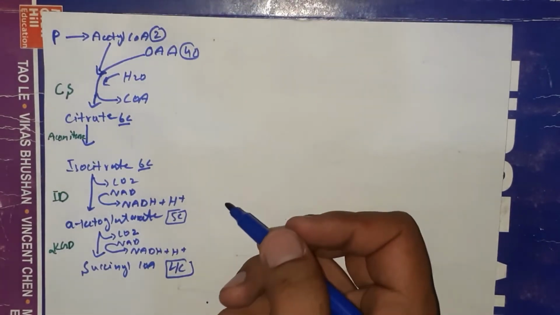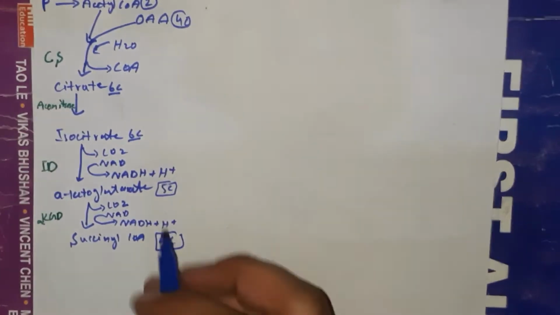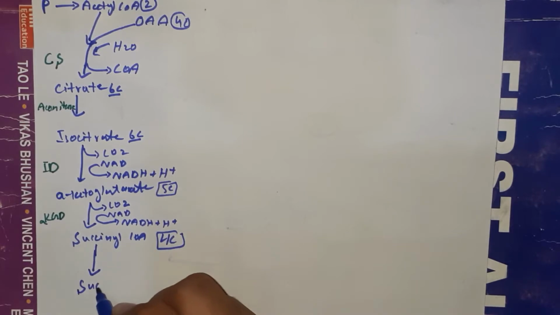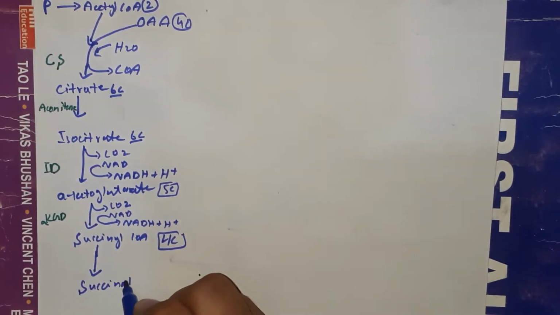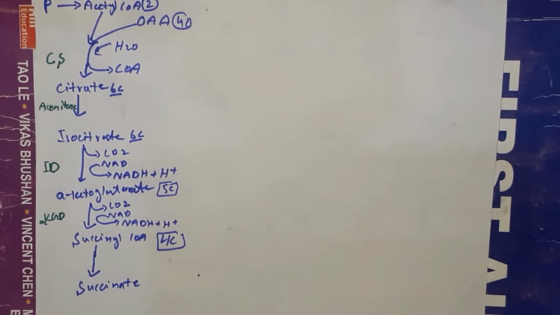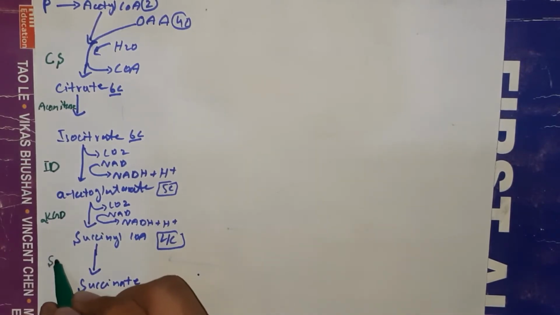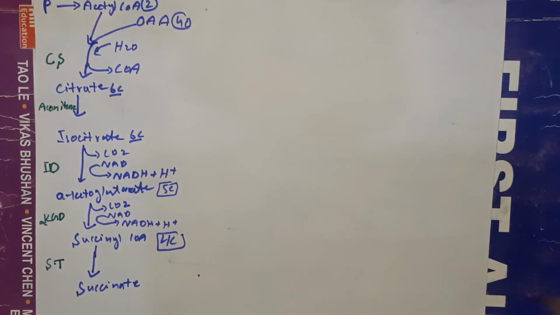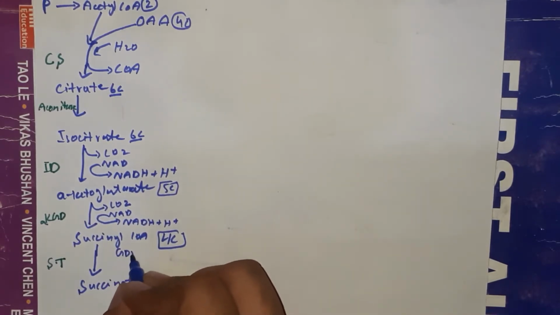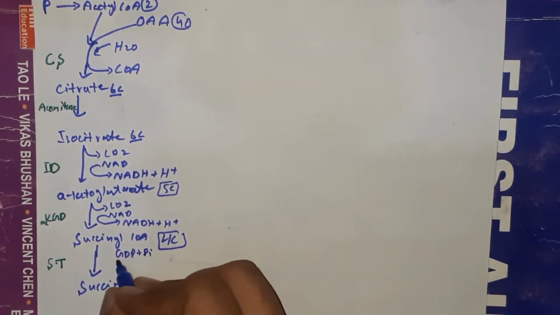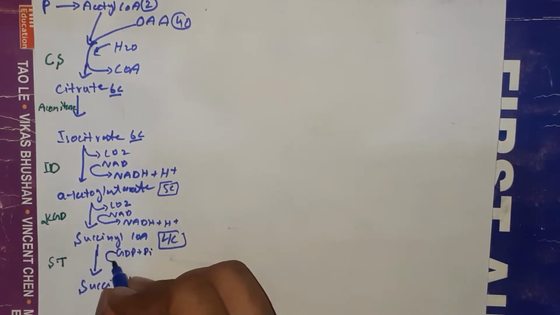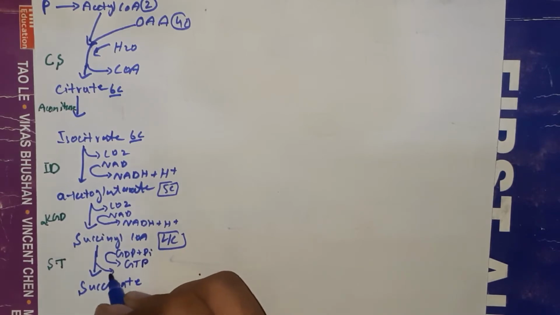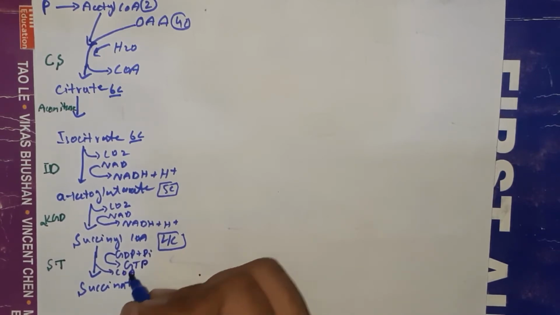Next, this succinyl CoA is converted into succinate, and this conversion is catalyzed by enzyme succinate thiokinase. In this reaction what happens? GDP plus pi comes, and the energy released in this reaction is used to convert it into GTP, and CoA is released here.